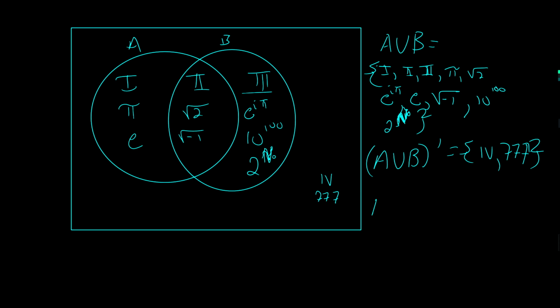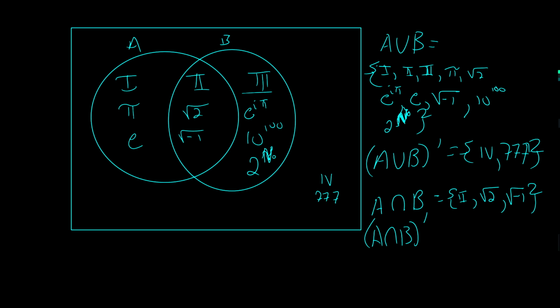I can look for A and B, which are the things that are shared: Roman numeral 2, square root of 2, and square root of -1. And so the Venn diagram helps us organize things instead of going through the list.